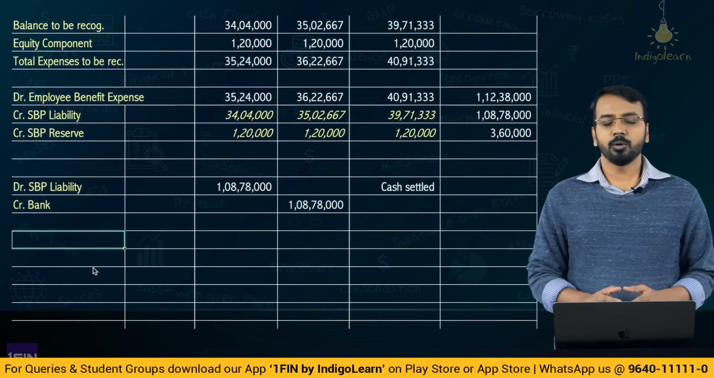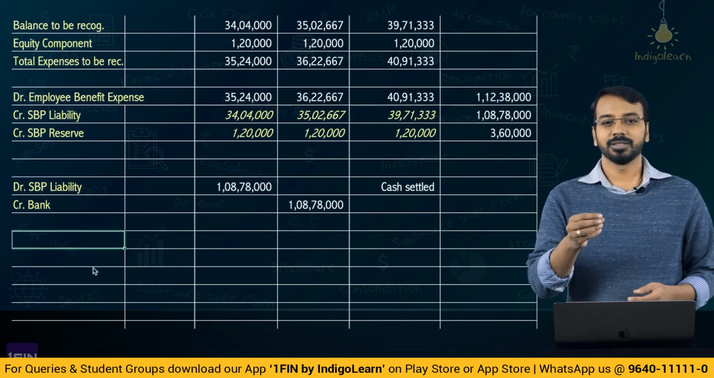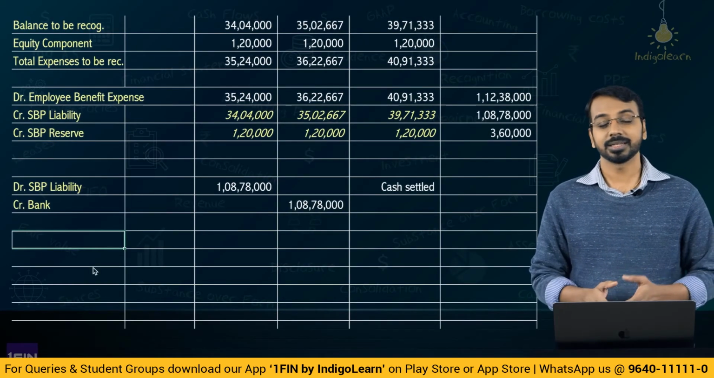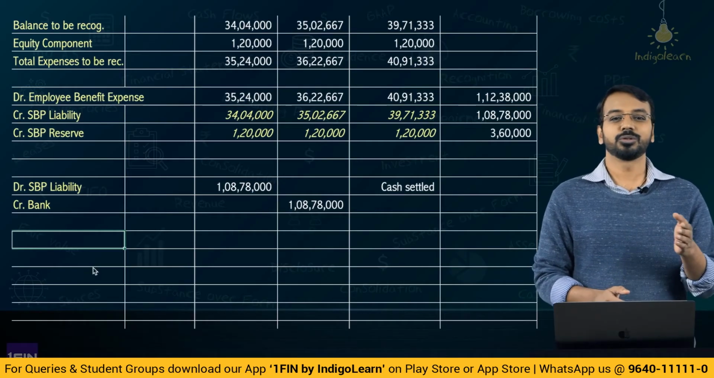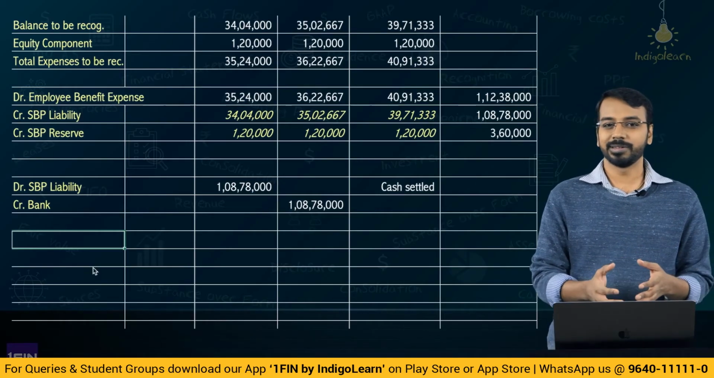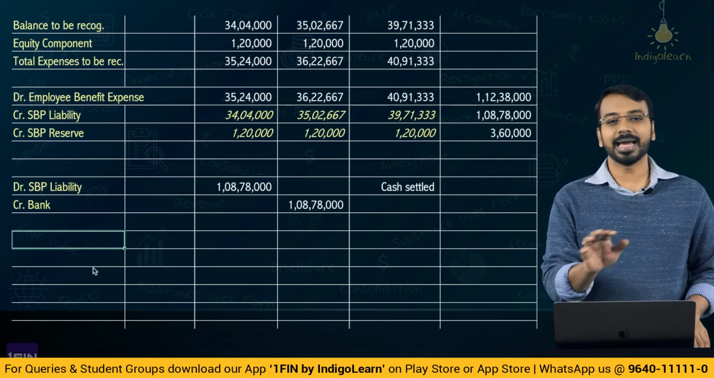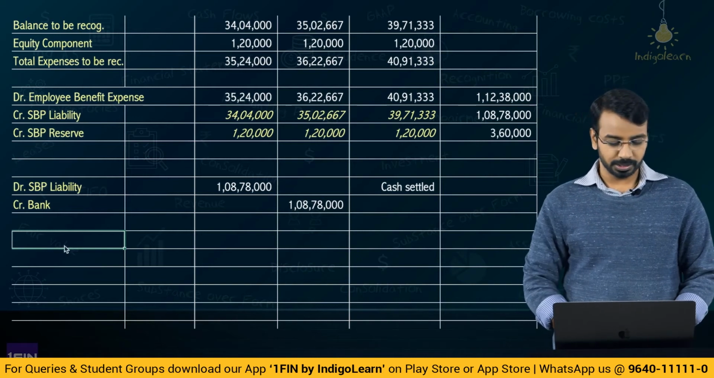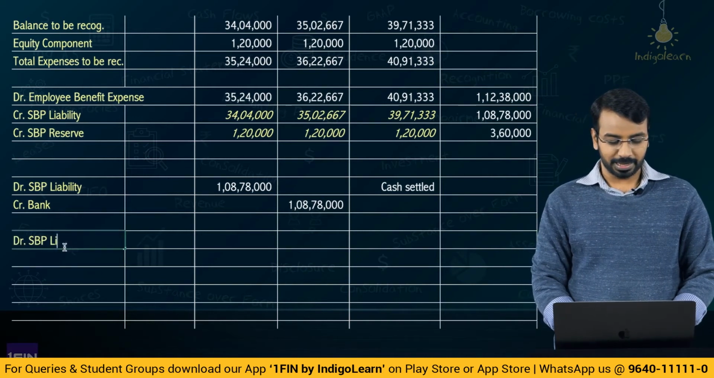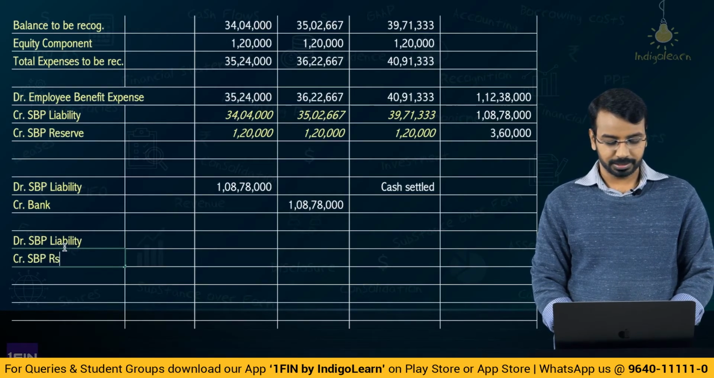You can move from SBP reserve to maybe general reserve, but it cannot be reversed, or it should not be reversed. Now in the same case, if the transaction is equity settled, that is if equity shares are issued to the employees, then what will we do? We will transfer the liability directly to equity. So you will debit SBP liability and you will credit SBP reserve. Now this SBP reserve is under equity.